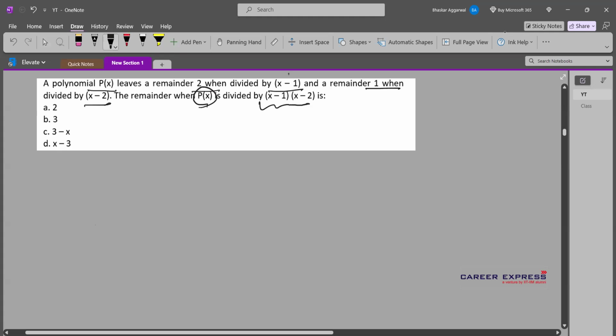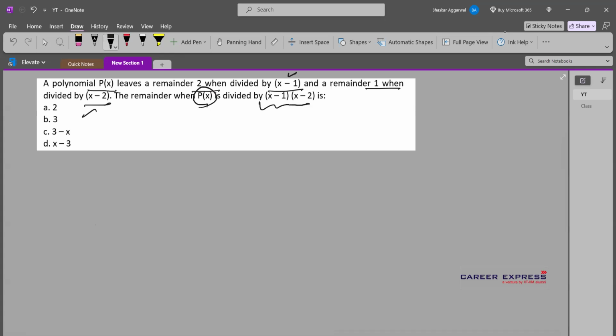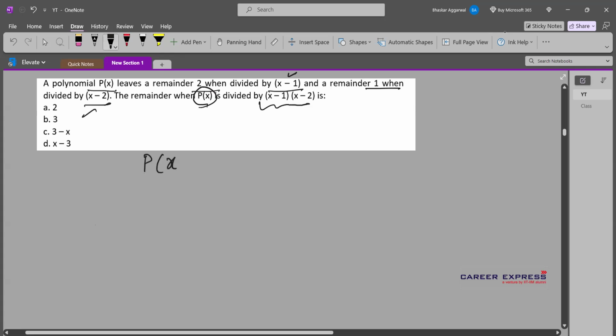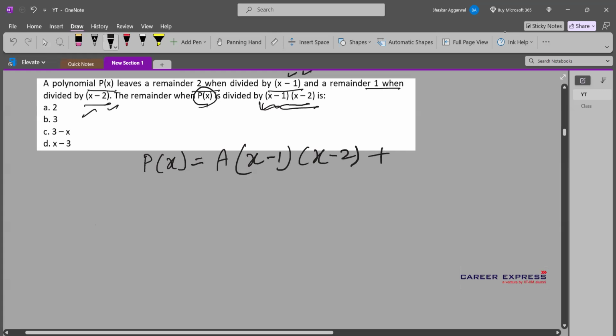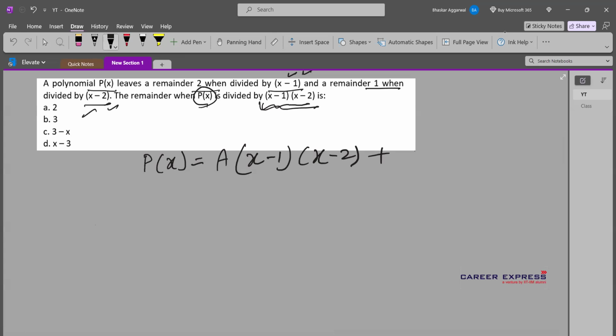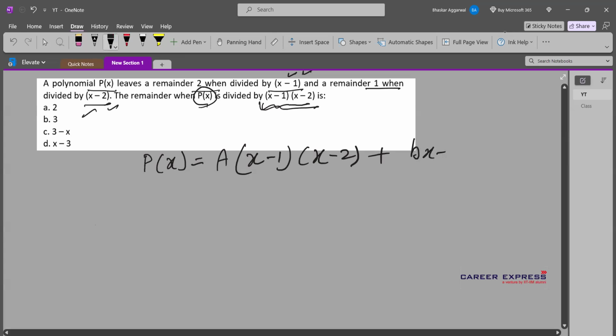So initially we are dividing the number with two different numbers and then we divide the same number with the product of the two numbers. So we will start with assuming P(x). Because we divide with x minus 1, x minus 2 and their product, we can assume P(x) as some multiple of (x minus 1)(x minus 2) plus the remaining part, and that remaining part can be assumed to be linear, and let us say it will be bx plus c.